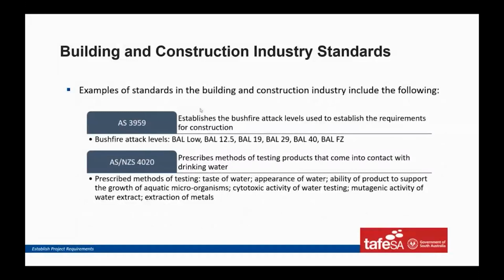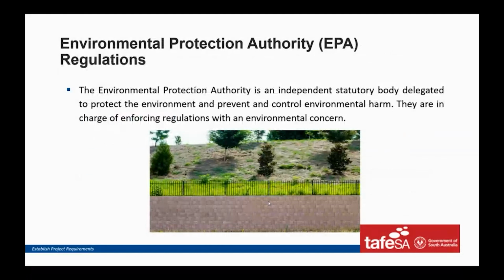All right, example of standards now: bushfire attack levels. Okay, methods of testing. This is a bit weird and wonderful, but basically it's been included in there where we're talking about products that come in contact with drinking water. Okay, the EPA, what is it? It's a protection authority delegated to protect the environment and prevent and control environmental harm.